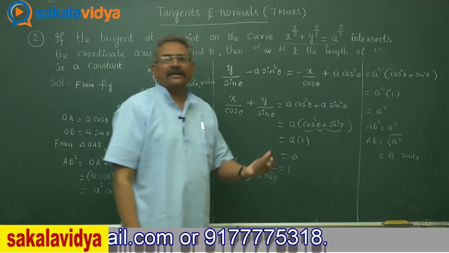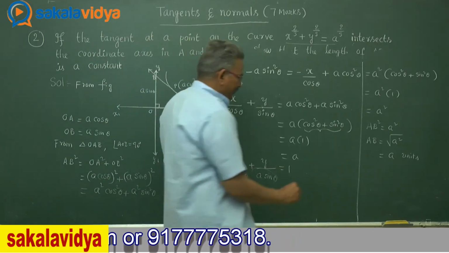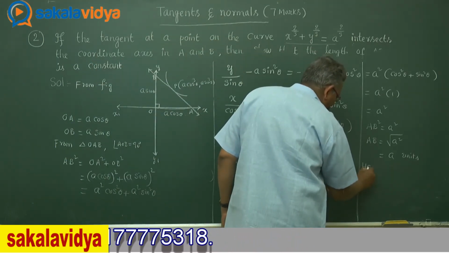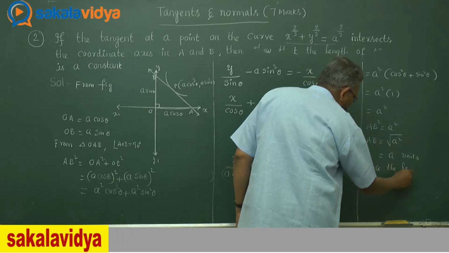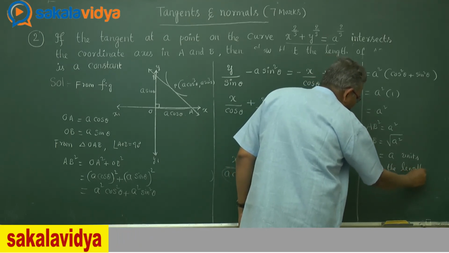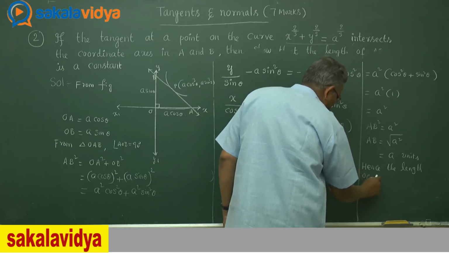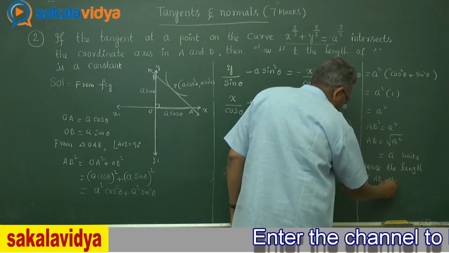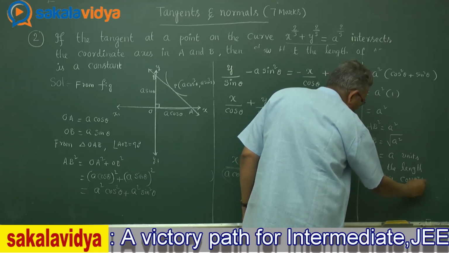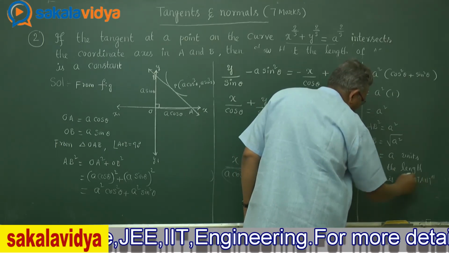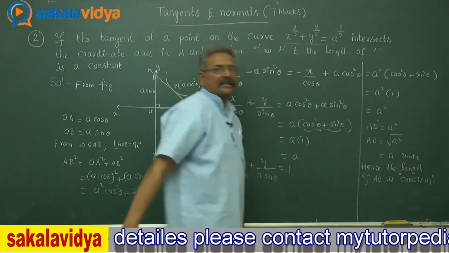a is nothing but a constant. So hence the length of AB is constant. Hence, it has been proved.